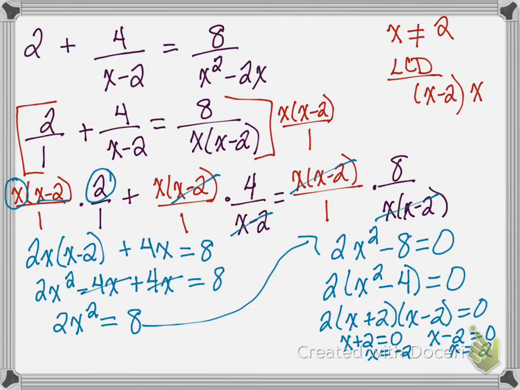What can x not be? Positive 2. So I have to throw this out. Is it okay that x is negative 2? Yes. So my only answer here is x equals negative 2 because I had to throw out my x equals 2. So sometimes you have one answer and you don't have the other. Okay?